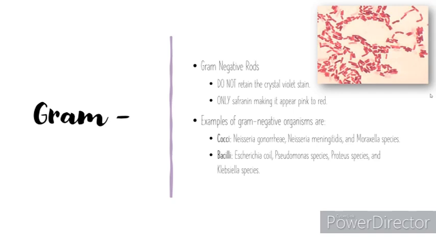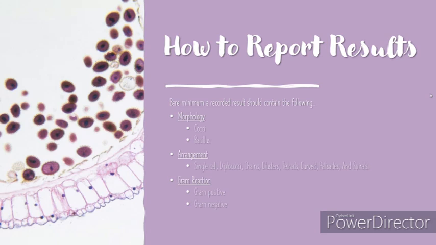The examples for cocci are Neisseria gonorrhea, Neisseria meningitidis, and Moraxella species. The bacilli for gram-negative organisms are Escherichia coli, E. coli, Pseudomonas species, Proteus species, and Klebsiella species, all a part of the Enterobacteriaceae family, as I was saying earlier.